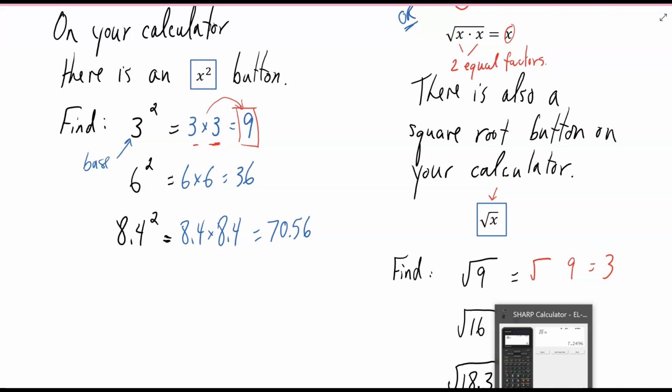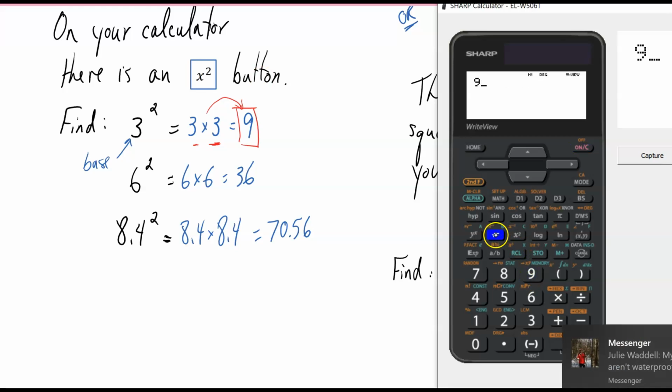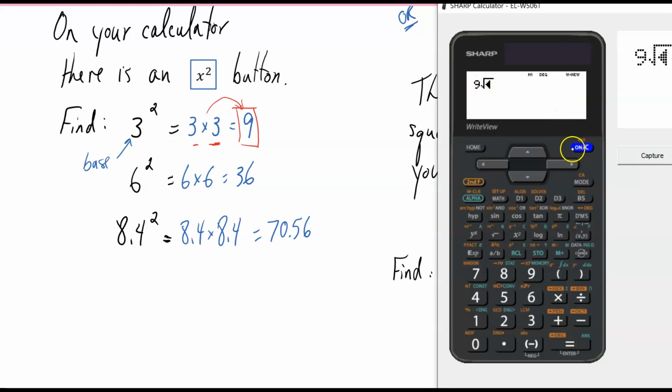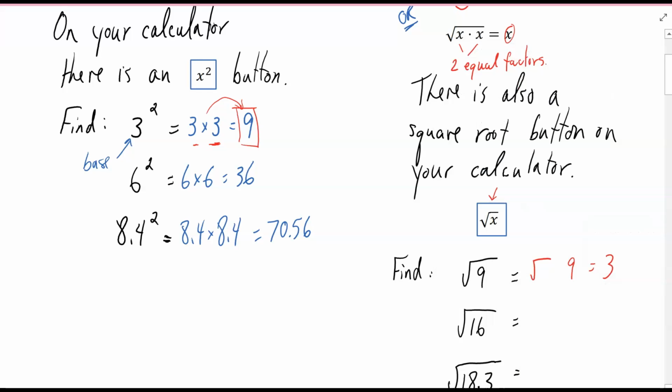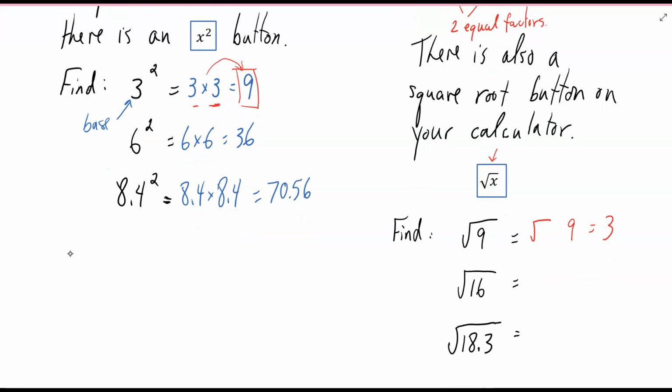Now, if that doesn't work, you may have to do it the other way around, and I'm not sure if it's going to work on this calculator, so let's check. If I'm doing 9 and finding the square root of it, no, it thinks I'm multiplying 9 by the square root of something else. So be careful with your own calculator. You might have to do it the other way around. This is the time to figure out which order works for you. It's one of these. And then see if you can find the square root of 16 on your calculator and the square root of 18.3, and I will put them on in a minute.